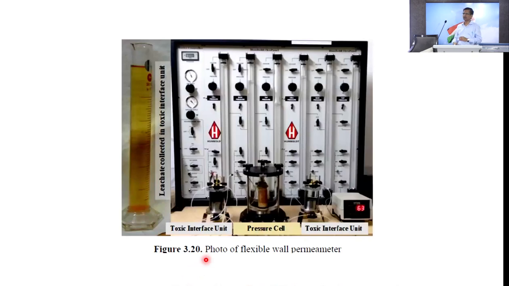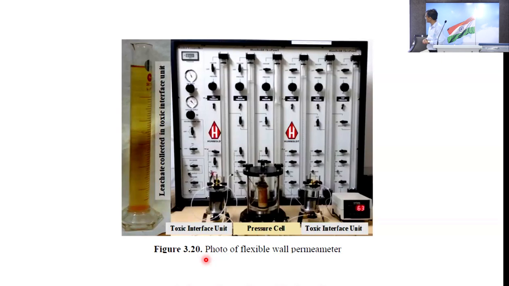This is what I wanted to add. This is called a flexible wall permeameter. We generally don't use this for our ordinary civil engineering jobs, but it is very essential for tailings. After 3 days, tomorrow evening or sometime, I will show you in the laboratory, we have all these things. So what is the advantage here?